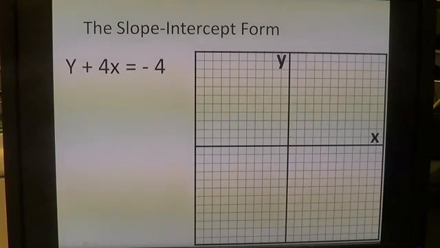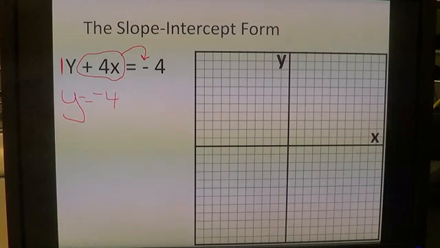Okay, let's try another one. Let me work this out here. My coefficient of y happens to be a positive 1, so I don't even have to worry about that. And I'm just going to take this positive 4x and move that to the other side, which is going to make it a negative 4x. So I wind up having y equals negative 4x minus 4. There's the slope of my line, negative 4, and I cross the y-axis at negative 4.